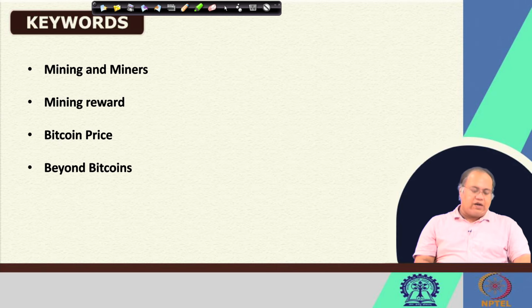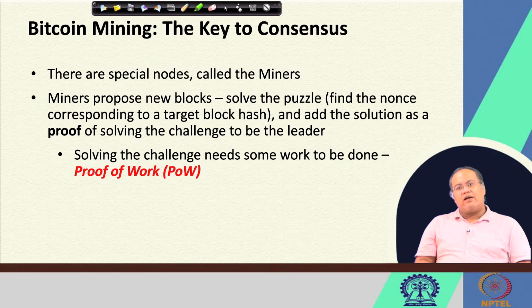Now, in the context of Bitcoin, the open consensus mechanism that we discussed in the last lecture is termed Bitcoin mining. So why do we call it mining? We are going to look into that within the next few minutes, but before that let me broadly explain the idea of mining. Later, in the context of Bitcoin, we will look into the details.